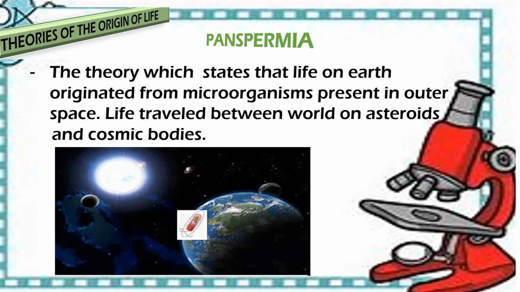So this was in 1966, in which, according to panspermia, a meteorite that was found in Antarctica suggested that it had been ejected from Mars, possibly by a collision with an asteroid. The meteorite contained complex organic molecules and small globules which resemble those found on Earth. So this is how they believe. The theory states that life on Earth originated from microorganisms present in outer space. So life traveled between worlds on asteroids and cosmic bodies.